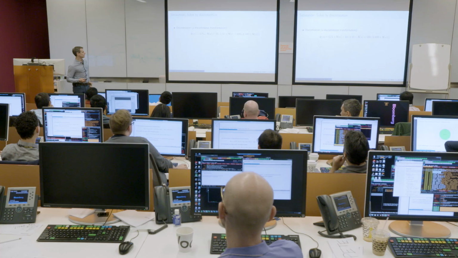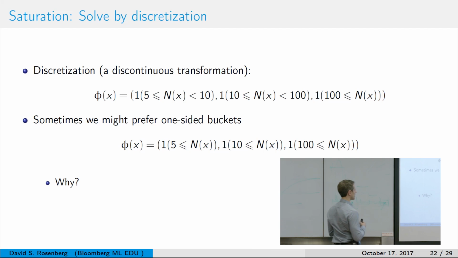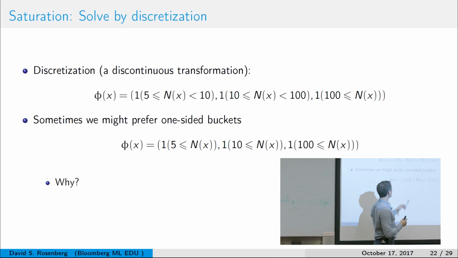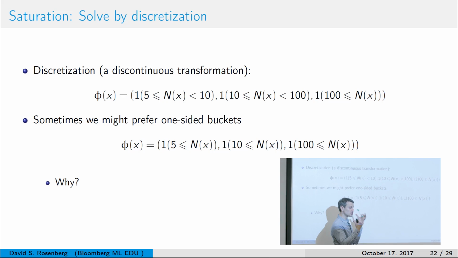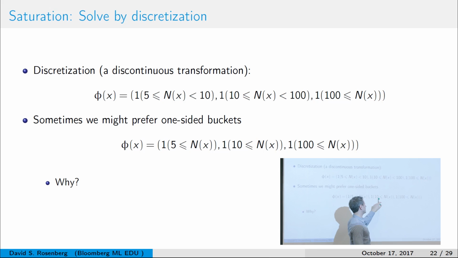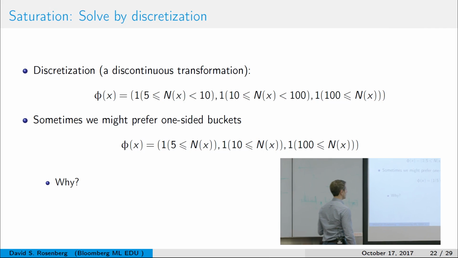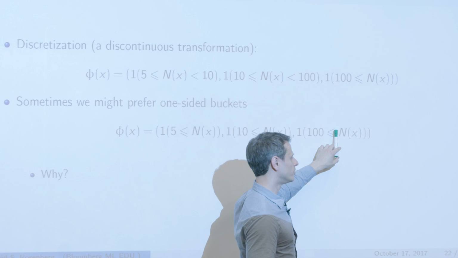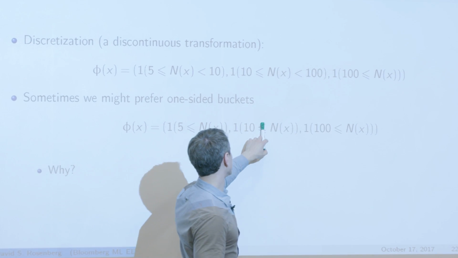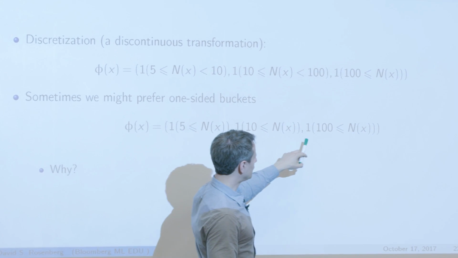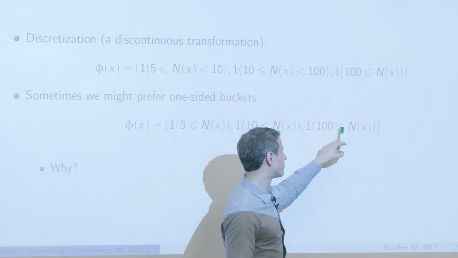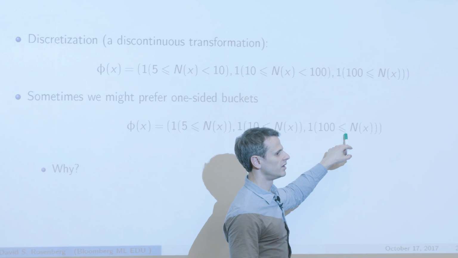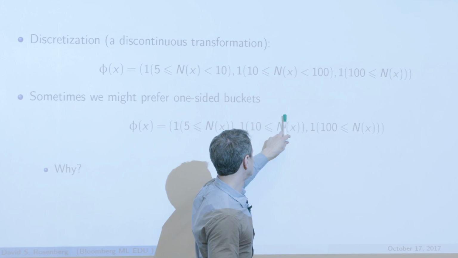So because of that, I often like these one-sided buckets, where instead of disjoint intervals, we have nested intervals. So first is greater than or equal to 5, the next is greater than or equal to 10, and the next is greater than or equal to 100. So what happens there is that an input example that's in this bucket will also be in this bucket and also be in this bucket. So if there's very few items in this bucket, okay, the parameter corresponding to this bucket will be 0. But it can still benefit from being in this bucket and this bucket.